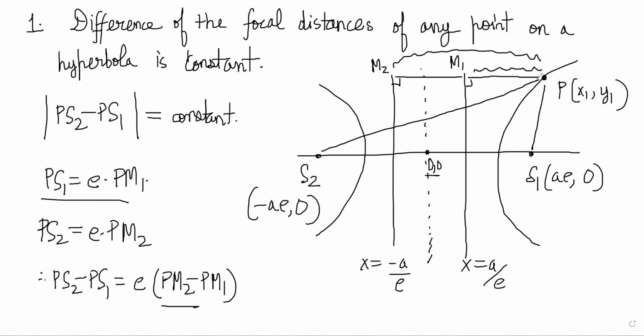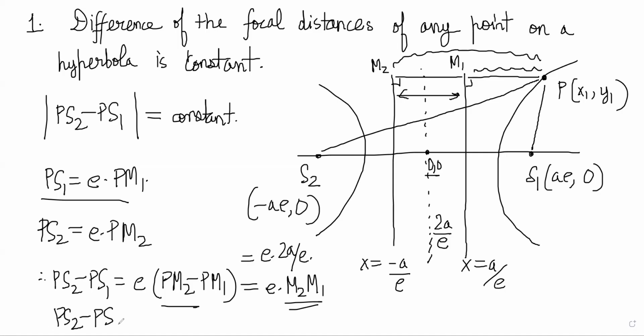Now think about it. PM2 minus PM1 is simply M2 M1, and M2 M1, the distance between these two parallel lines, is actually 2A by E. So this becomes E times 2A by E. And what we are getting is PS2 minus PS1 is equal to 2A, right? Which is a constant because A is a constant in the equation of the hyperbola, right? Also, this tells us a way to find the focal distance of any point on the hyperbola.